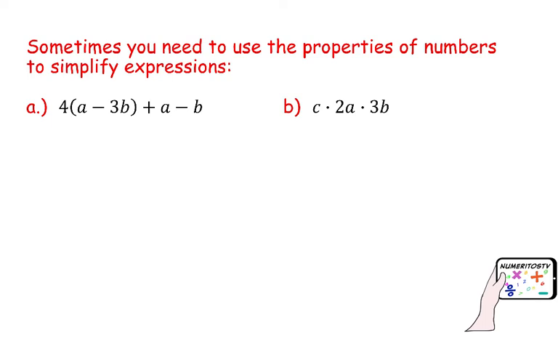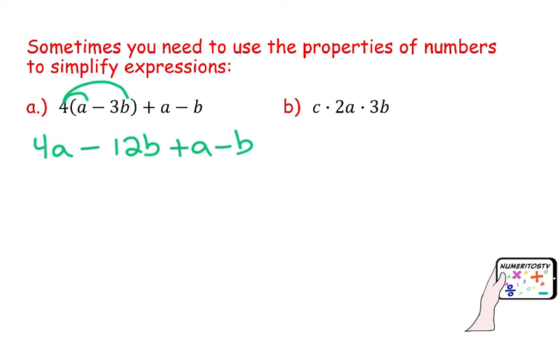So this 4 is going to distribute to these two terms inside the parentheses. So 4 times a, that is just 4a. Then 4 times negative 3b or minus 3b, that will be minus 12b. So I'm done with that distributive property. And then I just rewrite plus a minus b.